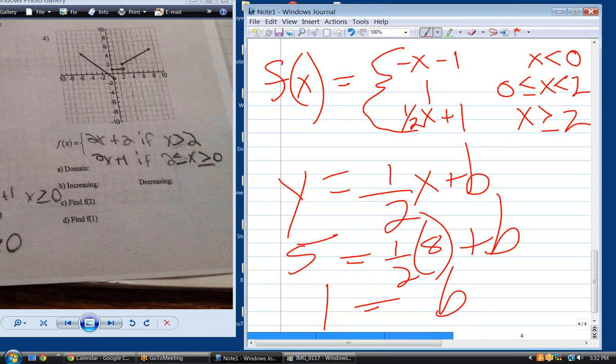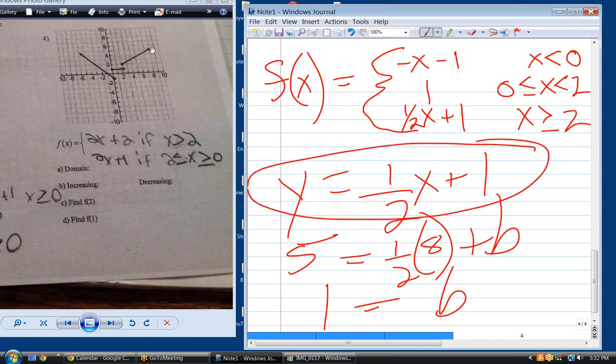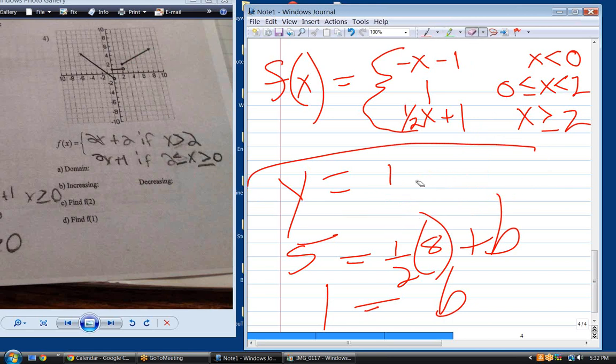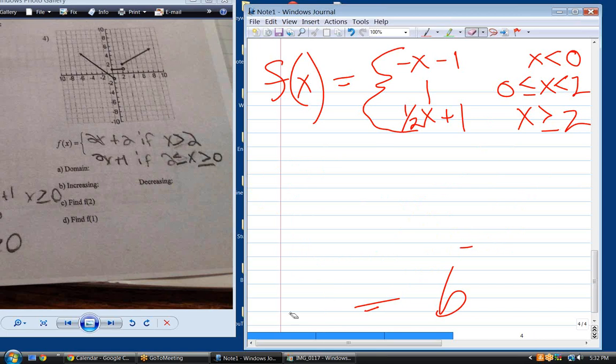So now I know what b is. I can go back and replace it. And there's the equation of that line right here. That is the equation of that line. It only applies when x is greater than or equal to 2. So there's my answer. 3 different functions.